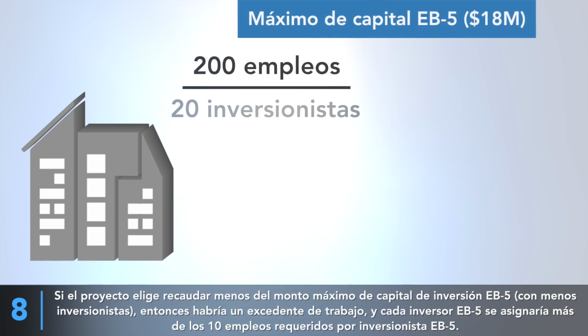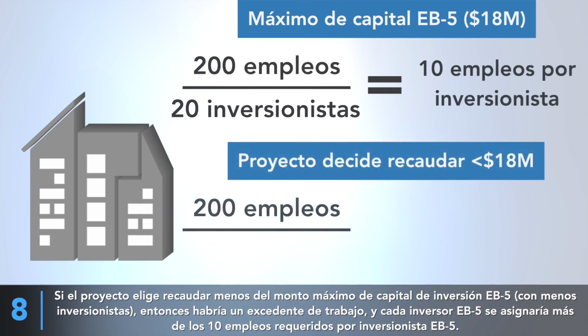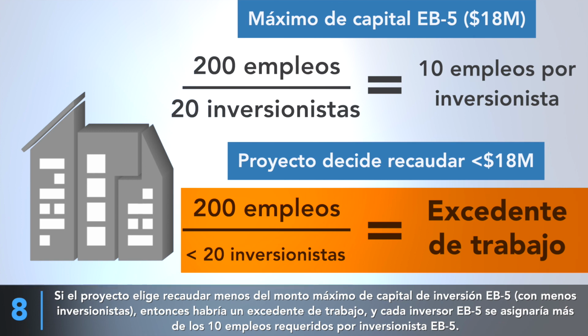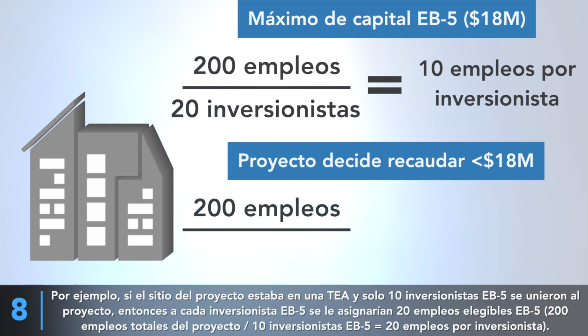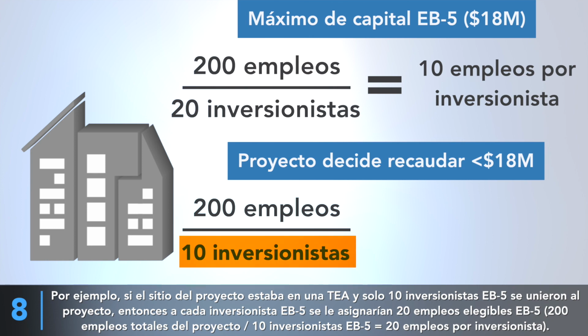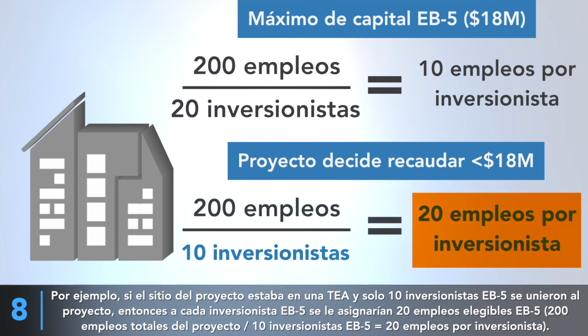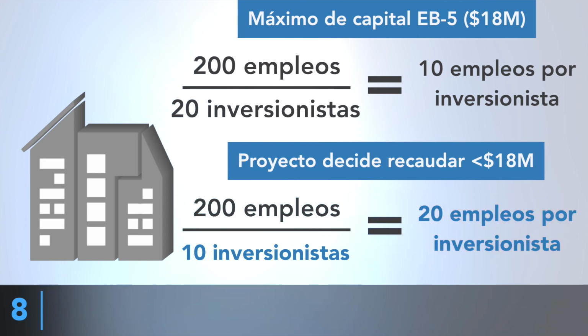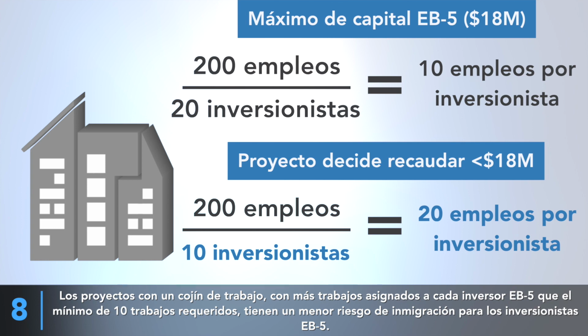If the project chooses to raise less than the maximum amount of EB5 investment capital with fewer investors, then there would be a job surplus, and each EB5 investor would be allocated more than the required 10 jobs per EB5 investor. For example, if the project site was in a TEA and only 10 EB5 investors joined the project, then each EB5 investor would be assigned 20 EB5 eligible jobs. 200 total project jobs divided by 10 EB5 investors equals 20 jobs per investor. Projects with a job cushion, with more jobs assigned to each EB5 investor than the minimum 10 required jobs, have lower immigration risk for EB5 investors.